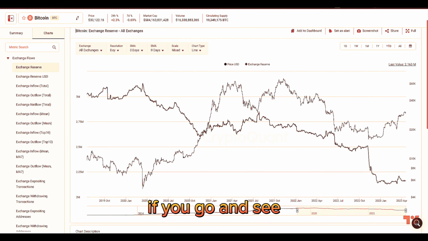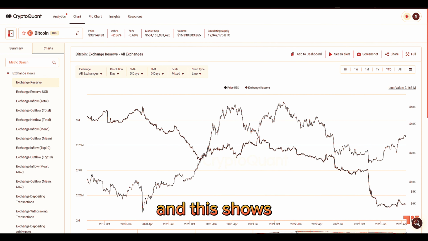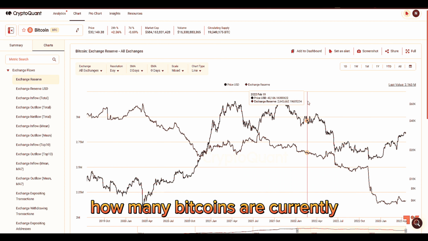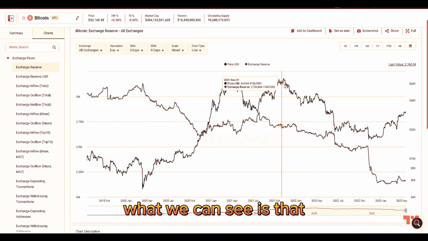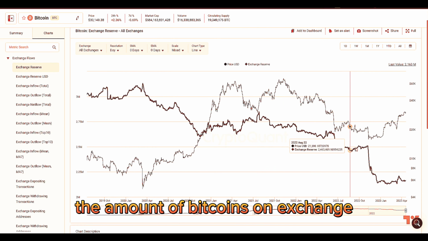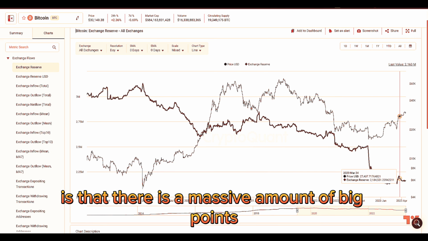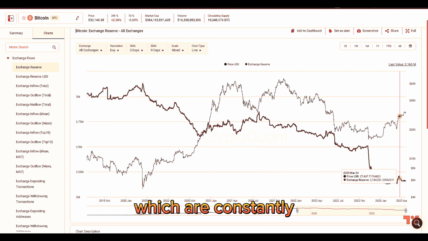Now, if we go and see what we have when it comes to the exchange reserves, and this shows essentially how many Bitcoins are currently on exchanges. What we can see is that as the price was declining and then recovering, the amount of Bitcoins on exchanges has been only trending to the downside quite aggressively. What this shows is that there is a massive amount of Bitcoins which are constantly getting bought and moved away from exchanges, possibly into cold storage.